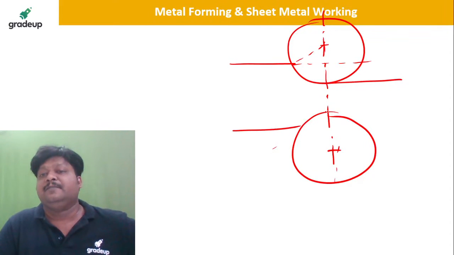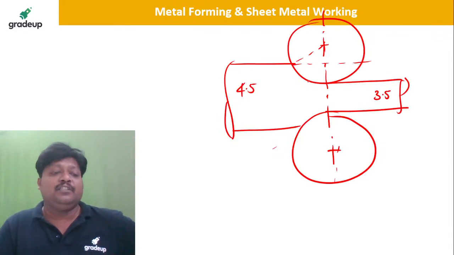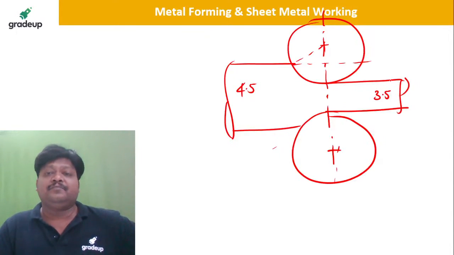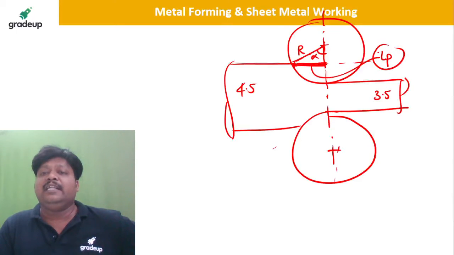Okay, this was 4.5 mm after passing through the rolls. So for this angle alpha, we need to calculate alpha. You know this is the radius of the roller, R, and this is the length of arc of contact, L_p.